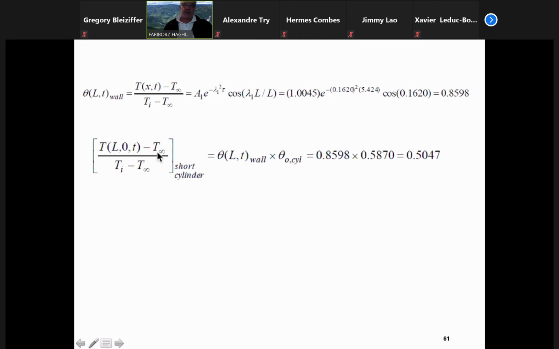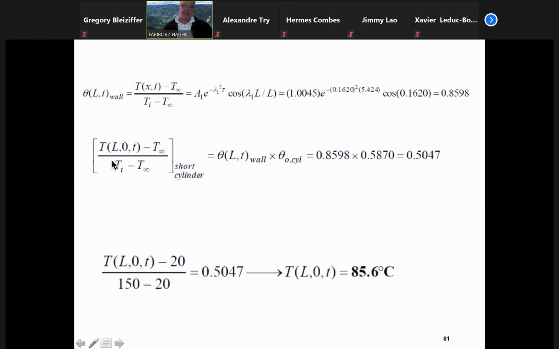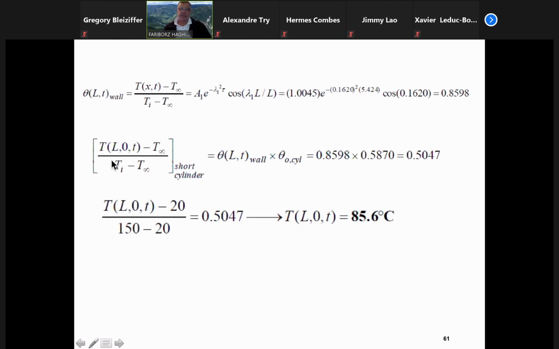Therefore, you know T infinity, you know Ti, and you are trying to calculate the temperature at the top of the can at the center. That gives you the temperature on the top of the can or the bottom of the can, it doesn't matter, because it's symmetric at the center. This ratio, this number, is given. If you multiply them, you can find the temperature at the top surface at the center is equal to 85.6.